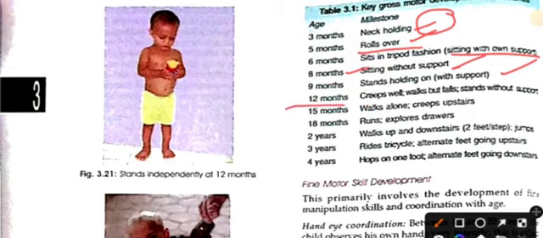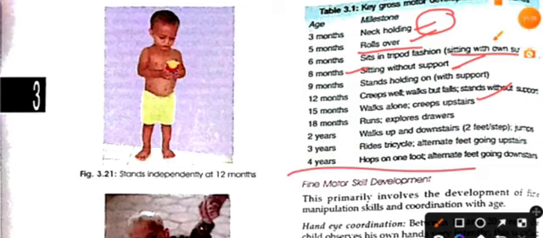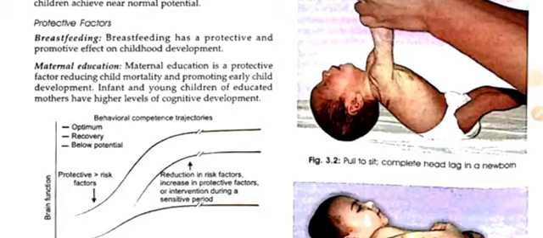By the age of 1 year, the child creeps well, walks but falls, stands without support, and by 15 months walks alone, creeps upstairs, runs at 18 months, and by the age of 2 years walks up and downstairs, jumps, and by the age of 3 years rides a tricycle, and alternates feet going upstairs. By the age of 4 years hops on one foot, alternate feet going downstairs. So now we will see some pictures.